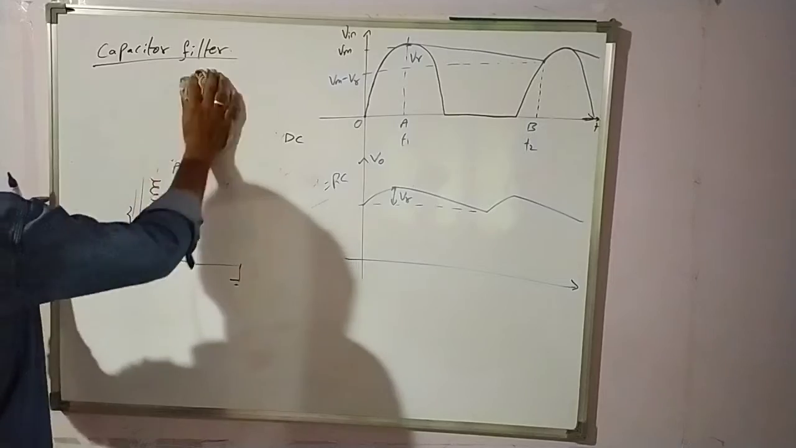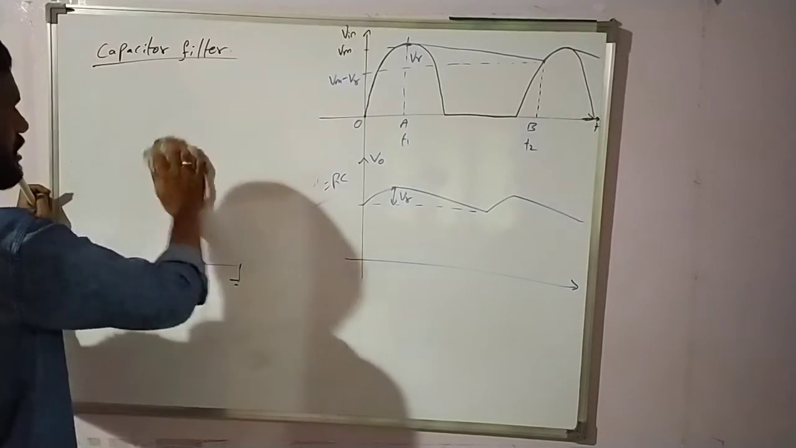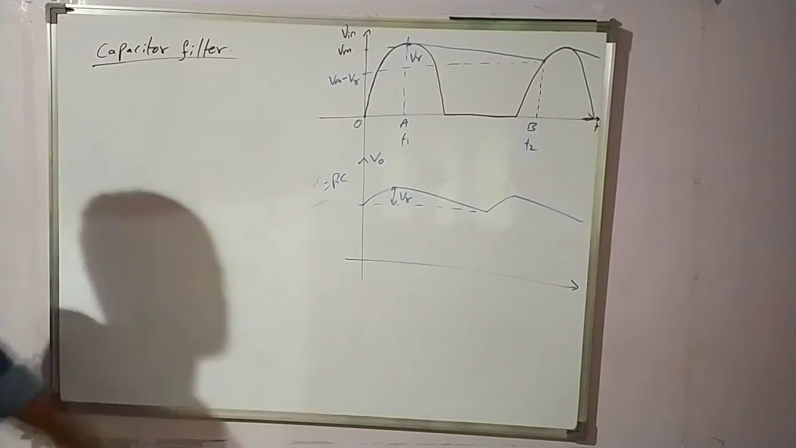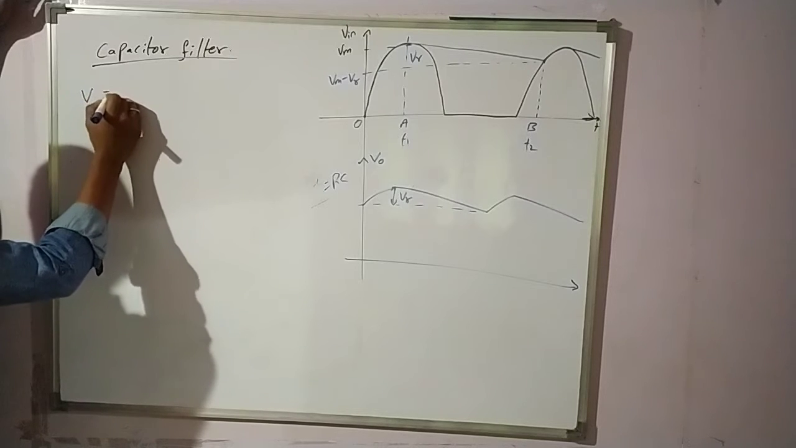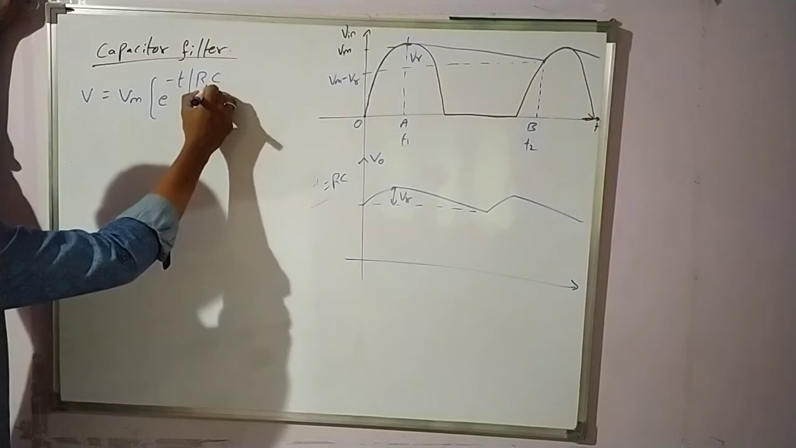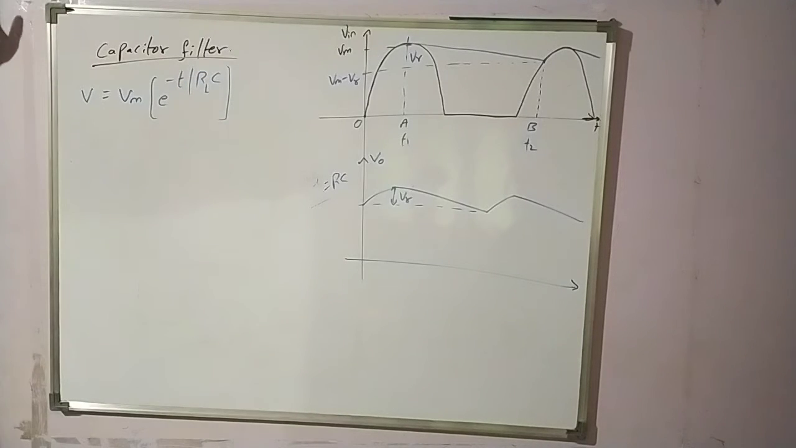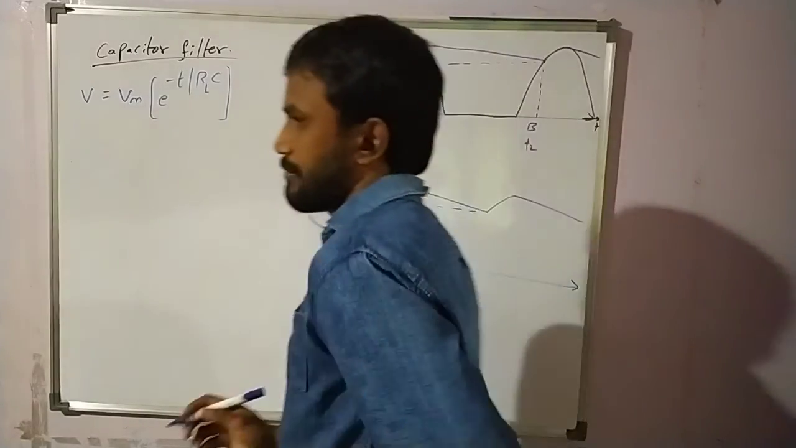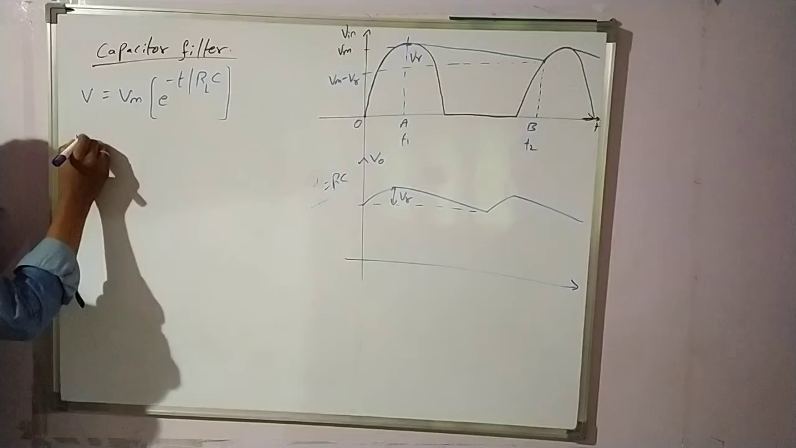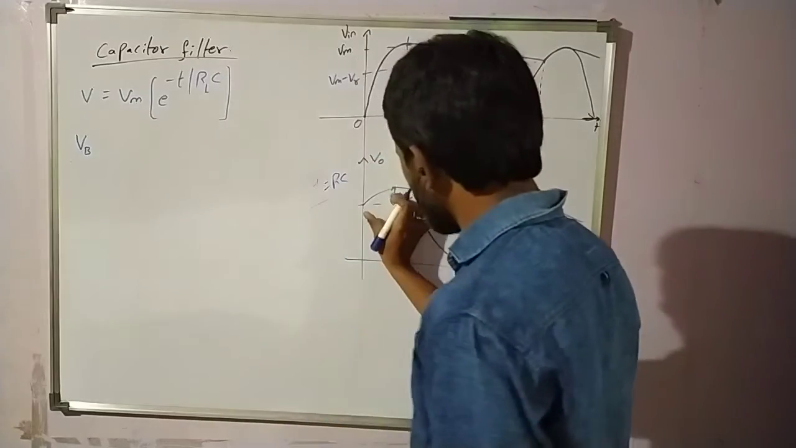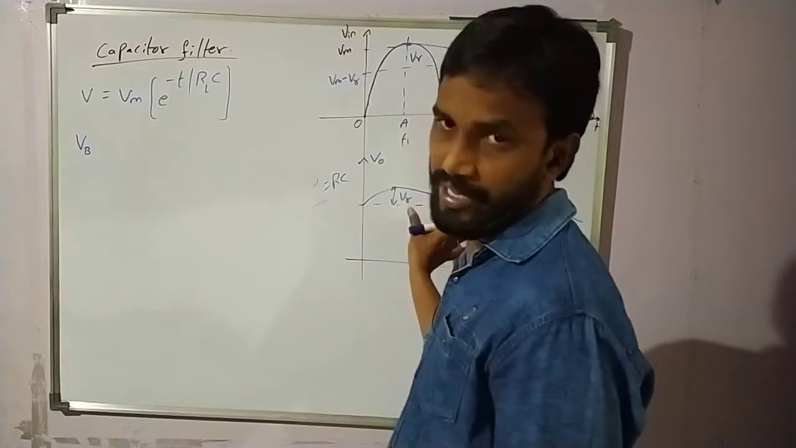So we choose a very high RL value to get a higher discharge time. We know for the capacitor RC network, the voltage across the capacitor at any time is equal to Vm into e power minus T by RC, that is RL C in this case. So this is the voltage at any point in the RC network. Now let's take the voltage at T2, at B. This is the time it takes. Now you see, the charging time is very less. The discharging time is very high.